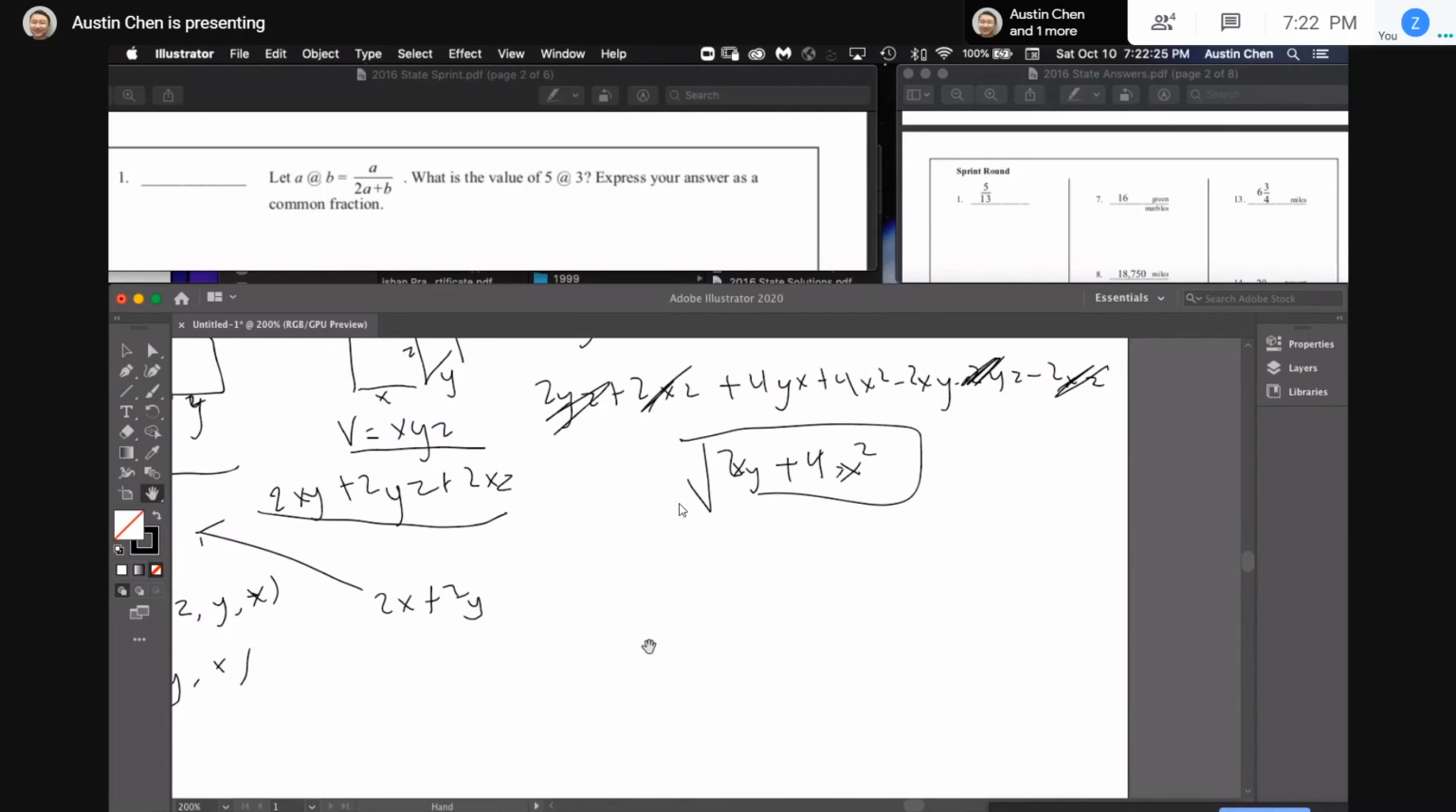Let a @ b equals a over 2a plus b. What is the value of 5 @ 3? Express your answer as a common fraction. Okay, this should be pretty simple. They give us a thing, and we just apply the thing, right?